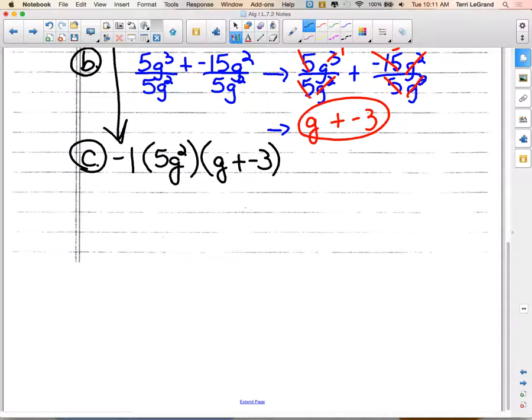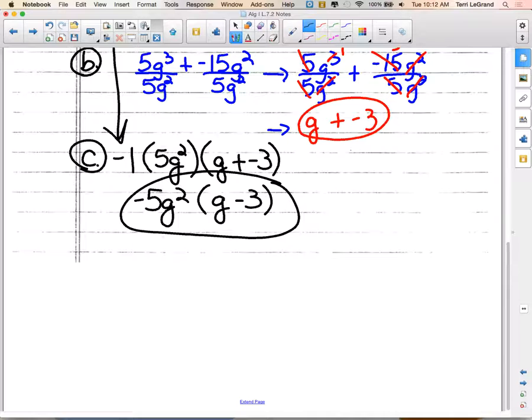Yep, take that negative 1 times that 5G squared. That thing we did in the beginning, we kind of undid it, and now we're taking it back. And you're like, are you kidding me? Really? Well, no, I'm not kidding you. G plus negative 3, how are we going to clean that up? I'm not asking you that hard of a question. G minus 3. There's our final answer. Whew. And the final answer is negative 5G squared times the binomial G minus 3.